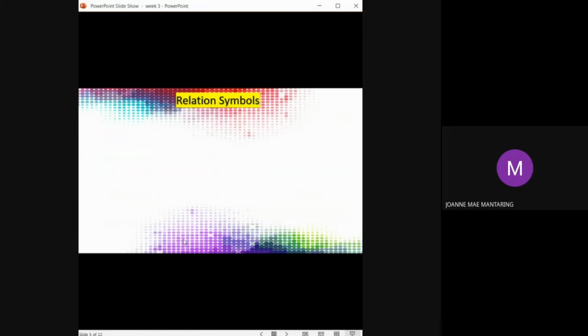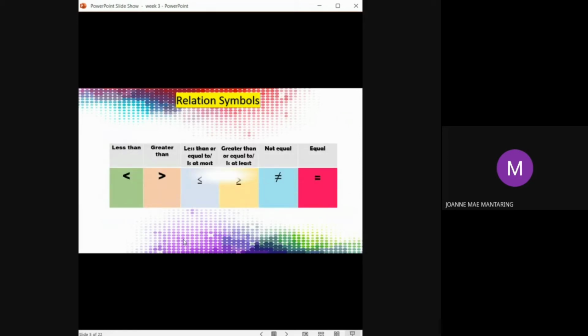Okay, another one, we have relation symbols. Ito naman yung mga relation symbol. We have less than, this is the symbol. Greater than, this is the symbol. Less than or equal to, or tinatawag din natin ito na is at most.